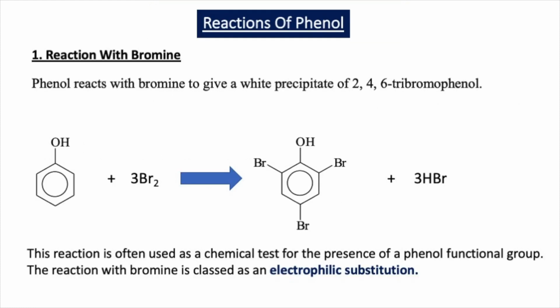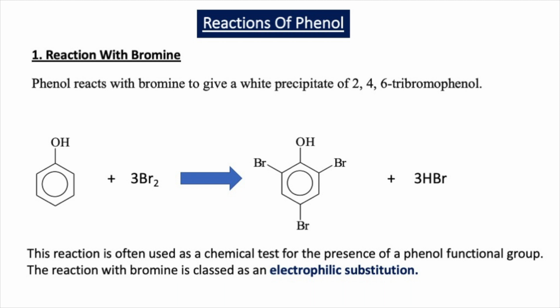In the next section of this video, we're going to look at the reactions of phenol, and the first reaction we're going to look at is the reaction with bromine. Now when phenol reacts with bromine water, you get a white precipitate. Now the bromine water decolorizes, it loses its orange color, but you get a white precipitate, which is very different to bromine water reactions with alkenes, where you don't get a white precipitate.